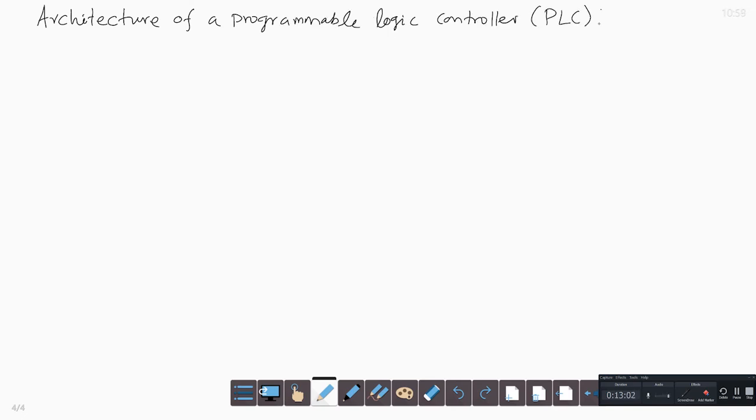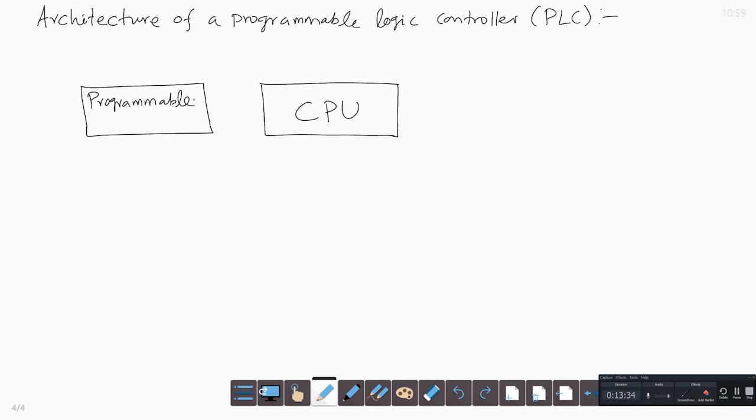We will draw a figure for the architecture of the PLC. This is the CPU, central processing unit. This is the programmable supply unit. Input to the CPU is given through a keyboard.